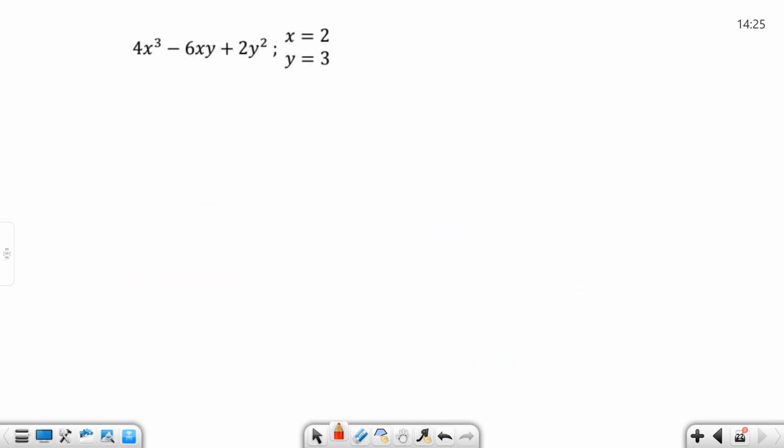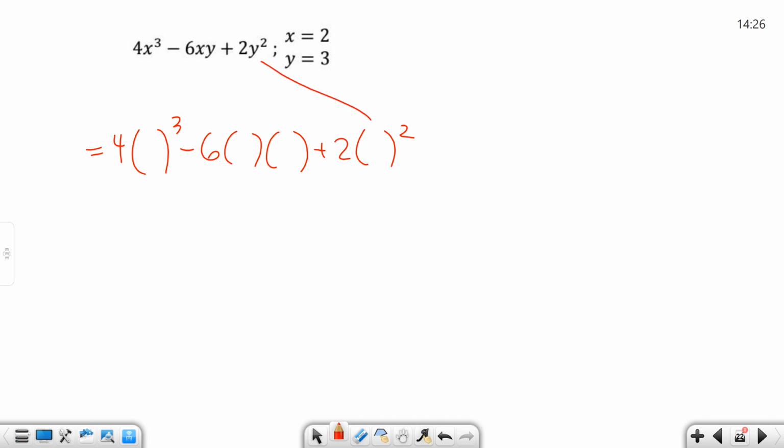And then 4x cubed minus 6xy plus 2y squared when x is 2 and y is 3. So here you're given x's and y's and you're told values of both of them. So I'm going to write down my thing here, 4 and then something cubed minus 6 times something, right? That's x and y. This is x here. And then plus 2 times something squared. And that's that y squared there.